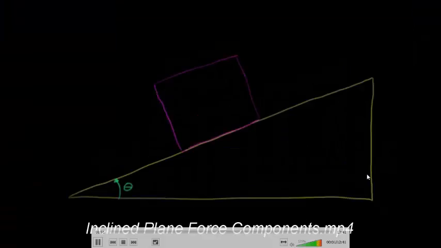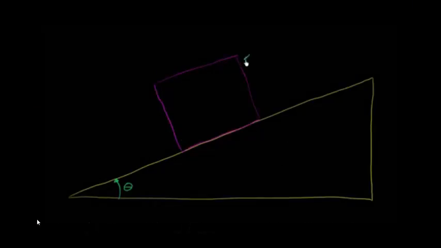Let's say I have some type of a block here, and let's say this block has a mass of m. So the mass of this block is equal to m, and it's sitting on this, you could view this as an inclined plane or a ramp or some type of wedge, and we want to think about what might happen to this block, and we'll start thinking about the different forces that might keep it in place or not keep it in place and all of the rest.